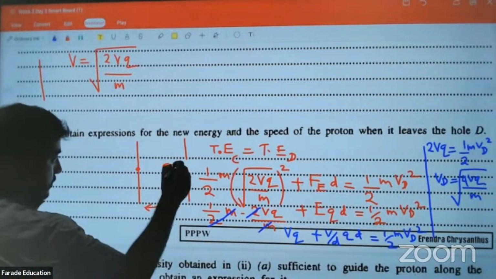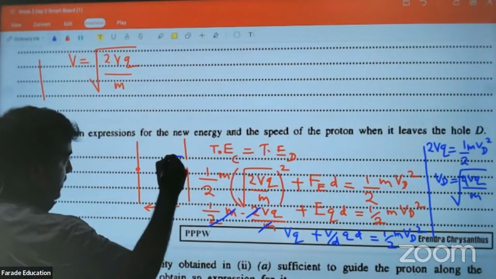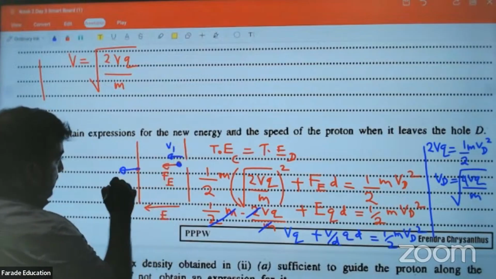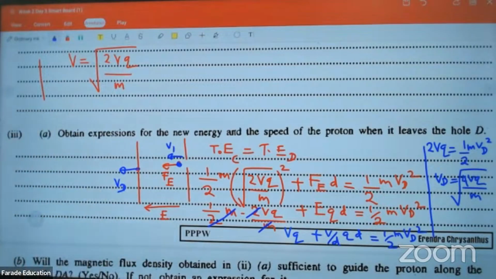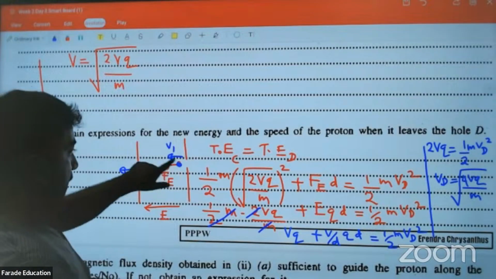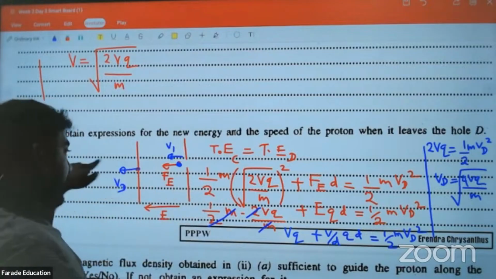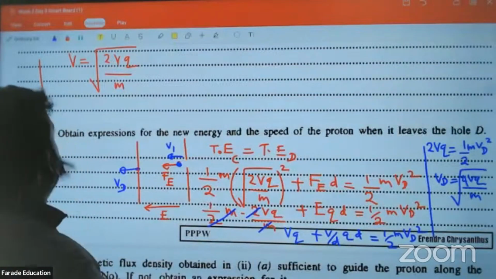Right now. So here it enters with a velocity v1 and leaves with a velocity vd. You can see from the circular part the speed is the same. Here it is accelerating. Then in the remaining circular path also the speed is the same.